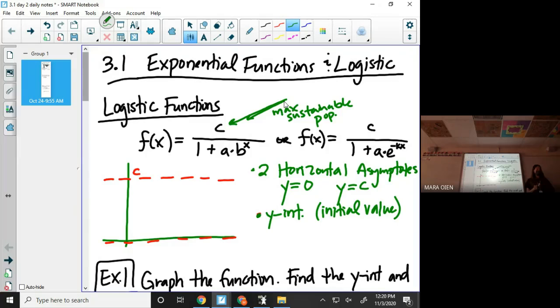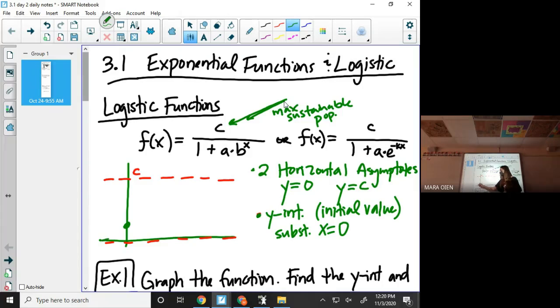The reason why it's called our initial value is because that's what's happening at time 0. You're going to substitute x equals 0 into your equation. That will tell you my initial value, which is truly my y-intercept. So you're going to plot whatever that point is. And these graphs look like this.